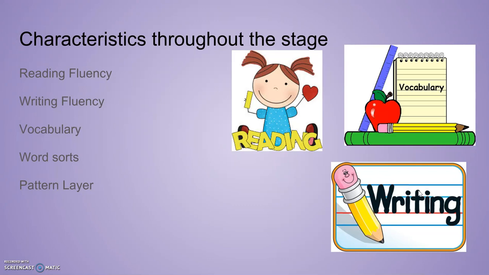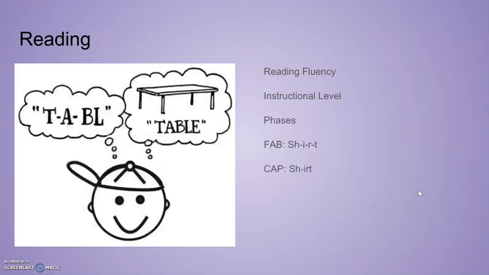Characteristics are reading fluency, writing fluency, vocabulary, word sorts, and pattern layer. As the students transition into this stage, their reading fluency increases. Readers read most single words accurately when they read at the level best suited and challenging them, but still manageable. They also read many 2 and 3 syllable words when there is the appropriate support.